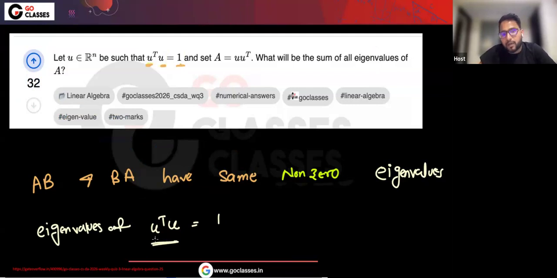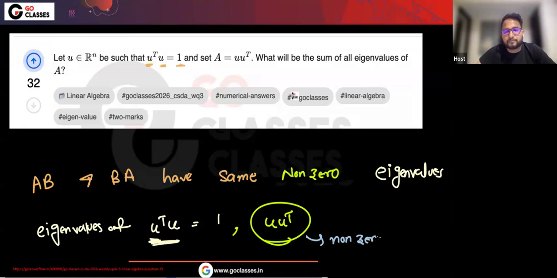right? If AB has this eigenvalue, then if I just ask you the eigenvalue of UU transpose, some other matrix, if I just flip it, since it is having only one non-zero eigenvalue, then can you tell me what are the non-zero eigenvalues here? Just one, right? So non-zero eigenvalues will be just one. And other eigenvalues could be 0, 0 or something like this.